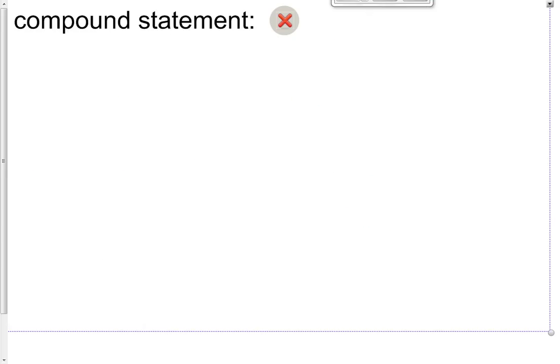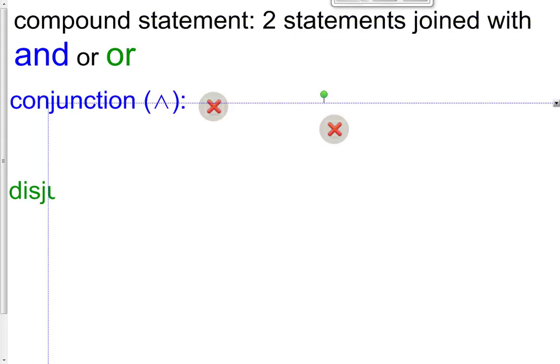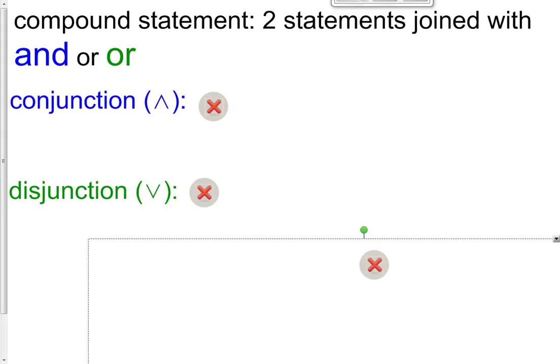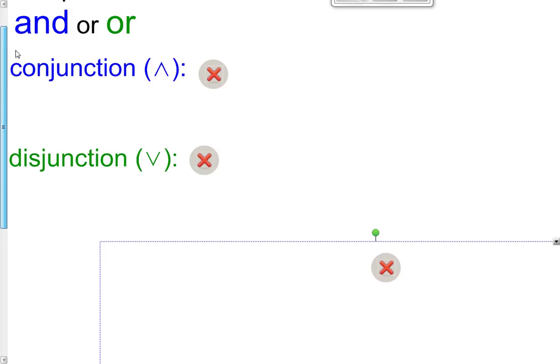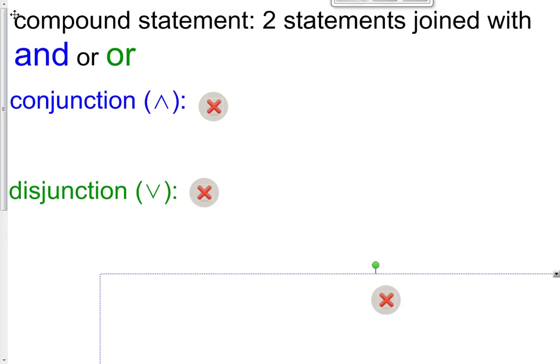So what we're going to be doing today is writing a lot of compound sentences. This is going to seem more like an English class than a math class. We're going to be writing a lot of sentences using sentence structure today. So here is what a compound statement is. It is two statements joined with the words and, or. So we're going to combine two parts of a sentence.